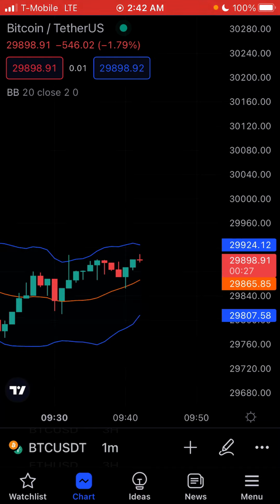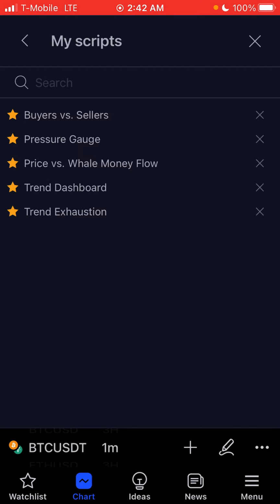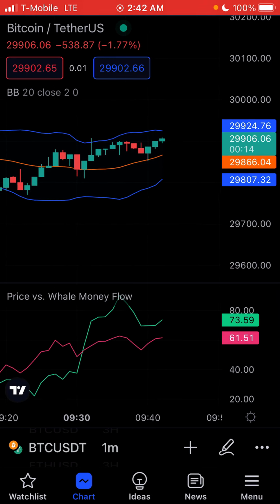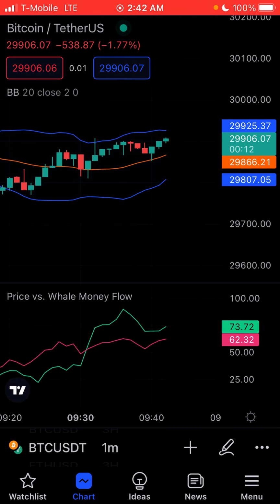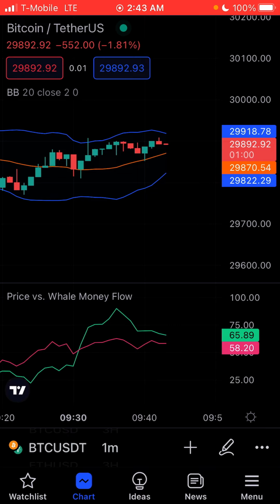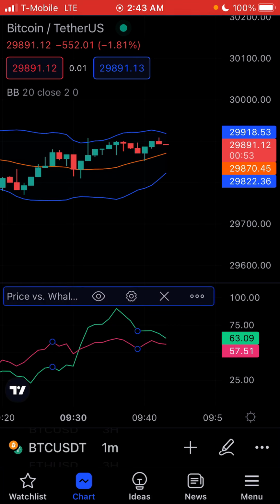Let's go look at the other one that I have. The other one here is price versus money flow, which basically means what it says. The red line down there is the price of the coin. The green line shows whether or not the whales are buying into it or selling. So if they're selling it, let's just remove the price. It's easier to see.